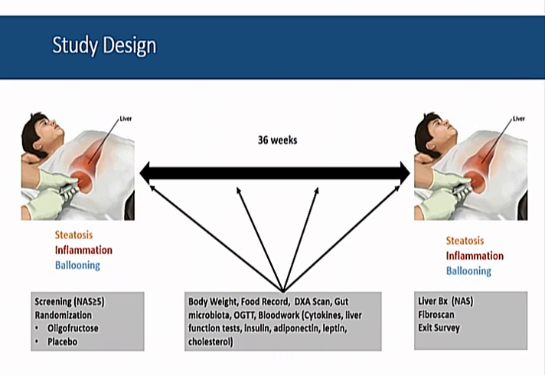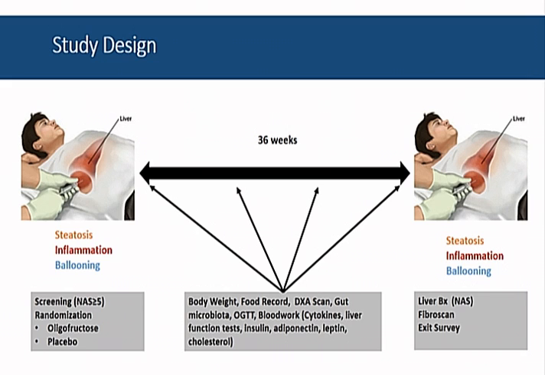We had week 0, 12, 24, and 36 where we followed up. For the first 12 weeks, they only got 8 grams of this prebiotic because there can be a little bit of a side effect, so we wanted to slowly initiate this. And then afterwards, they consumed 16 grams from week 12 to week 36. They came in and did a body weight and DEXA scan. We also collected a stool sample for gut microbiota analysis.